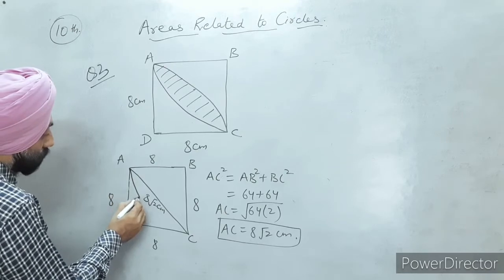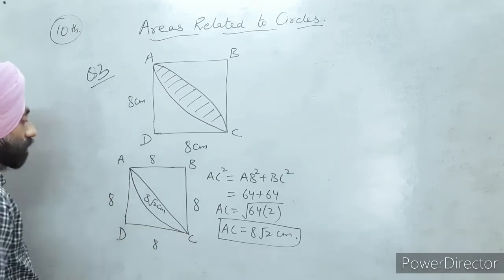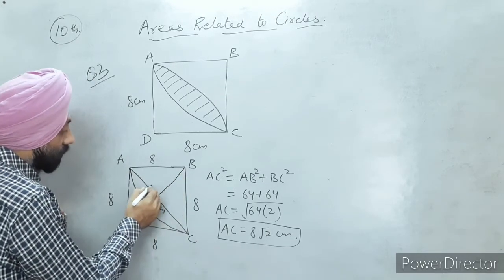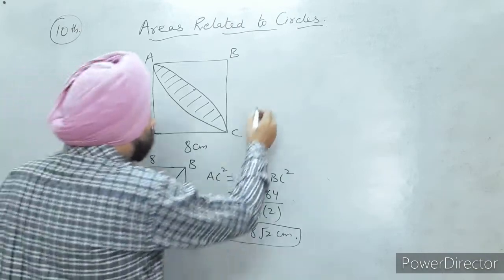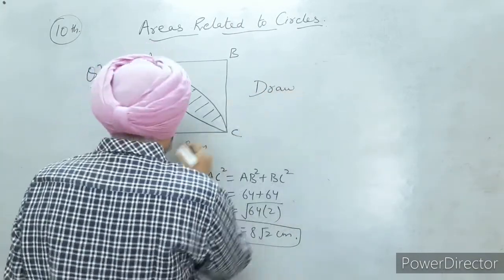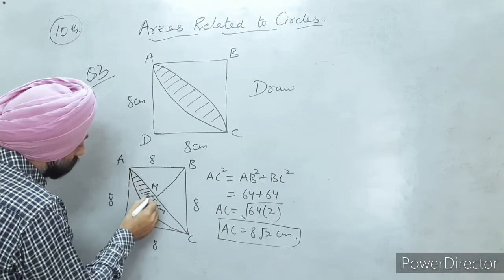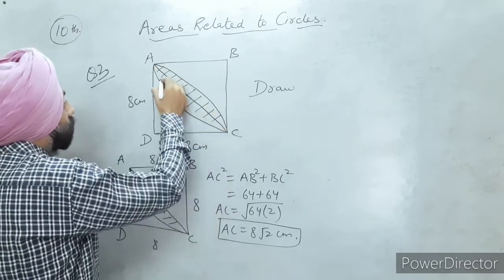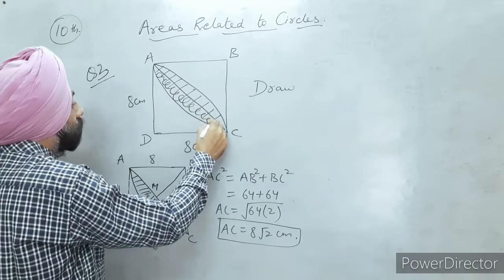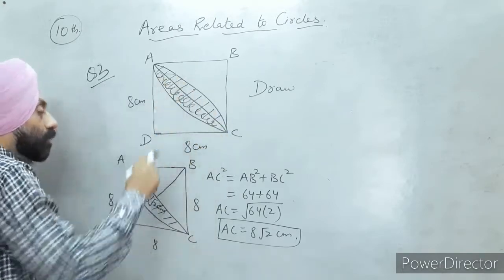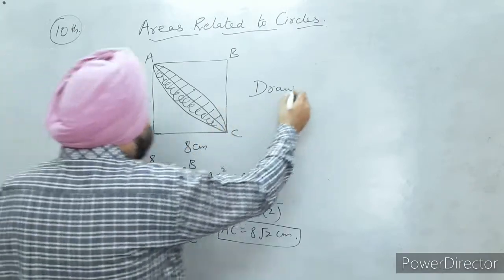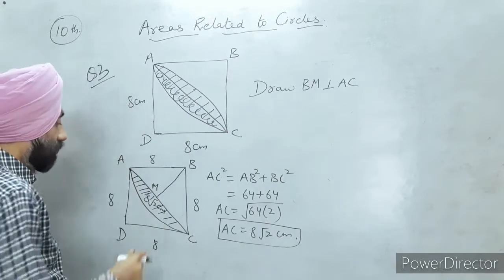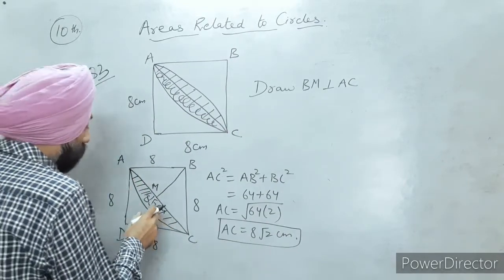Now just draw this, right? And drop a perpendicular BM on AC. First of all, I will find this area. If I join this, I will get this area first. If I get this area, I will double it, and I will get the whole shaded region. Now, what we have to do is draw BM perpendicular to AC. Now AC is 8 under root 2 centimeter, right?